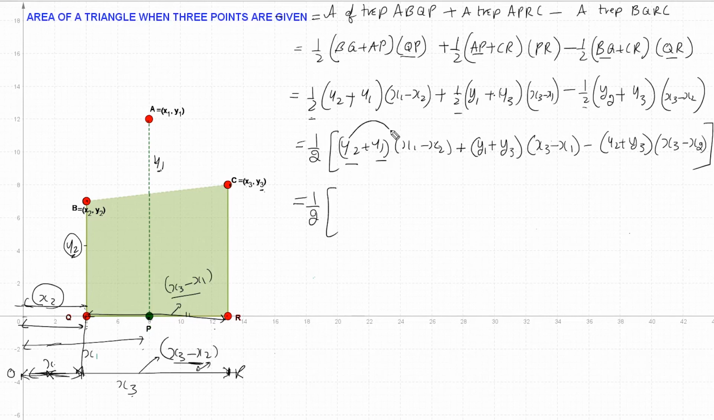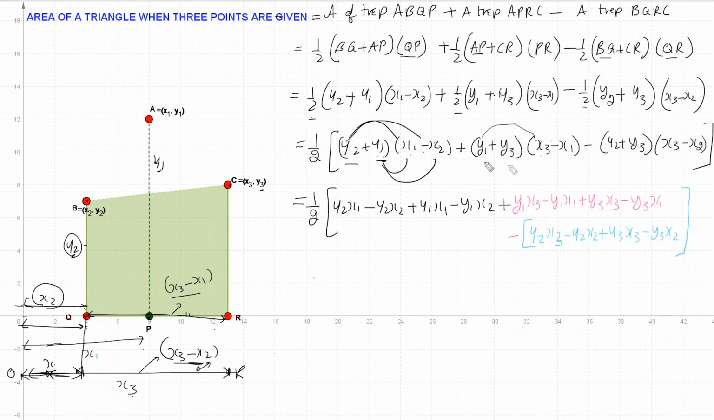This can be written as Y2 into X1. That is Y2 X1. And this goes with that with the negative sign. We get negative Y2 X2. Likewise, take these two guys and multiply. That is Y1 X1, so with the plus sign Y1 X1. And multiplying this, we get negative Y1 X2. Well, I just opened these two brackets. One thing special here is I take the negative sign here, and I will take a big bracket, because this negative sign belongs to this whole thing, the product of these two brackets.